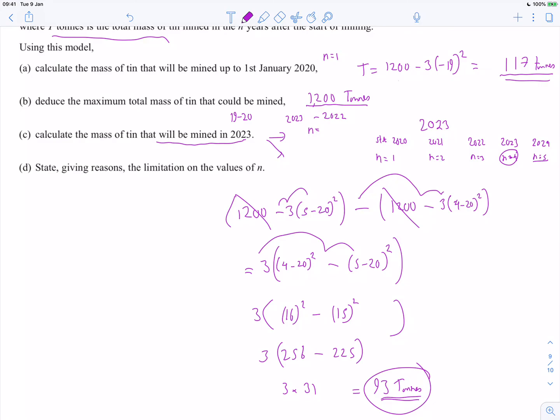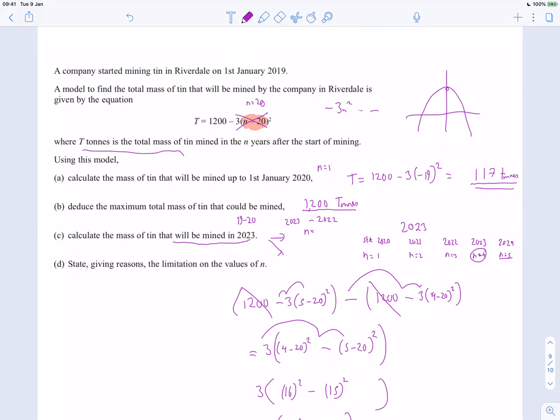State, given reasons, the limitation of the values of n. Okay, what are the limitations of it? Well, for n being a large value, you would actually have negative mass of tin mined. And how would that make sense exactly? How can you have negative tin?